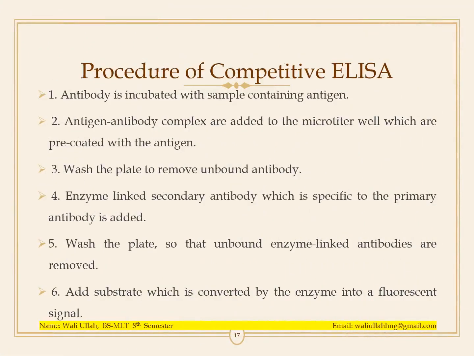Procedure of competitive ELISA. Antibody is incubated with the sample containing antigen. In the second step, antigen-antibody complexes are added to the microtiter well, which is pre-coated with the antigen. The third step, wash the plate to remove unbound antibody. In the fourth step, an enzyme-linked secondary antibody specific to the primary antibody is added. The fifth step, wash the plate so that unbound enzyme-linked antibodies are removed. In the sixth step, add substrate, which is converted by the enzyme into a fluorescent signal.